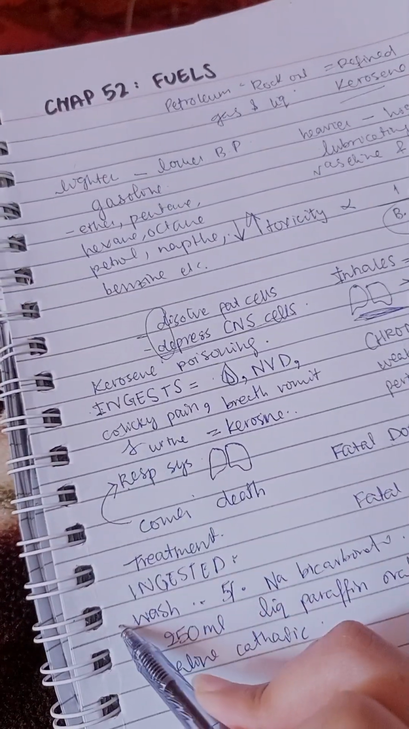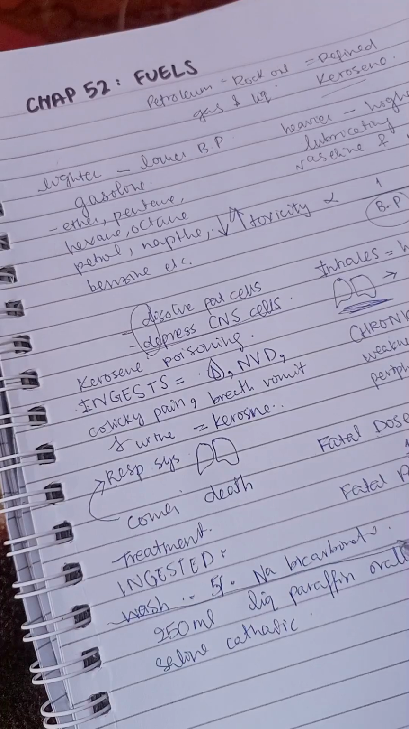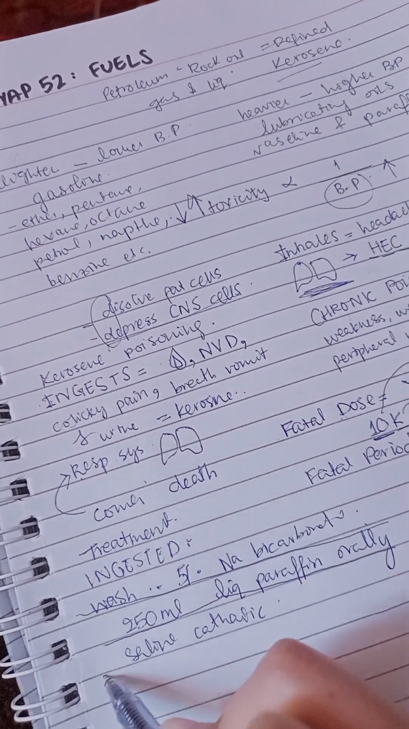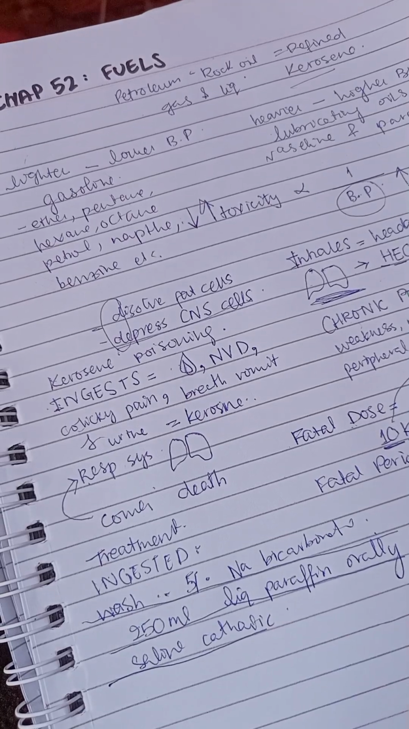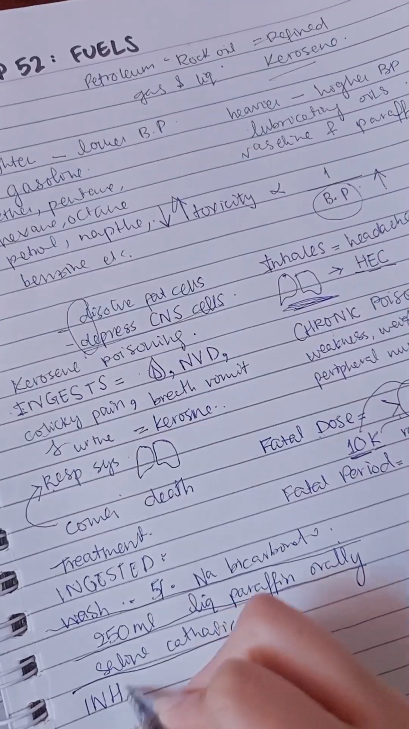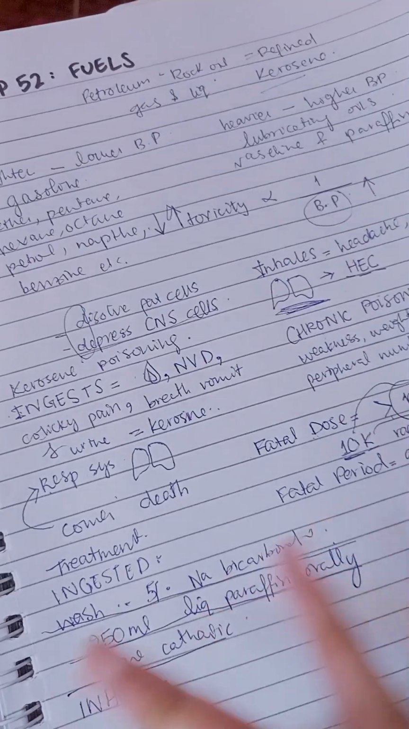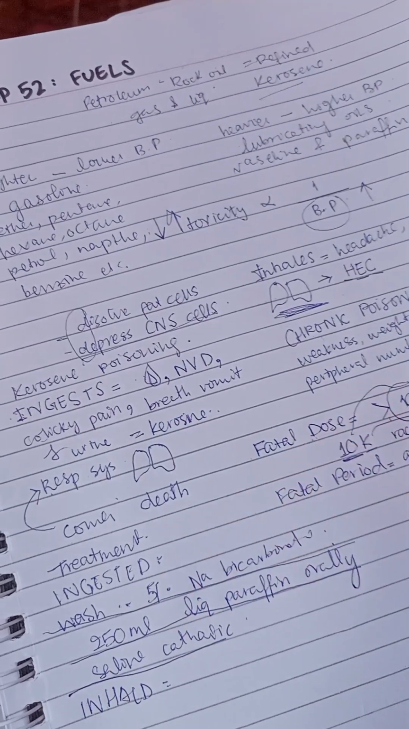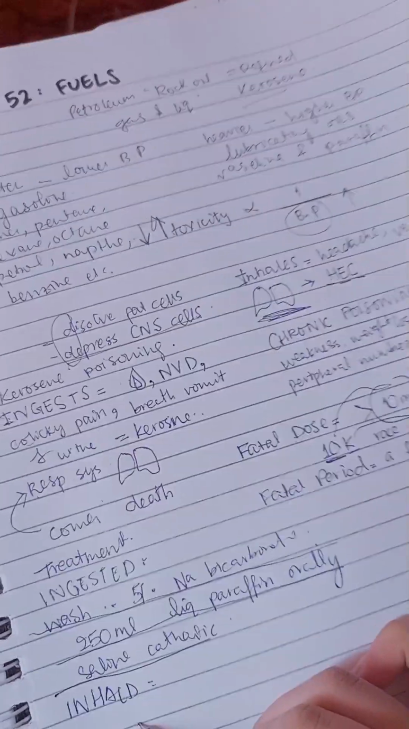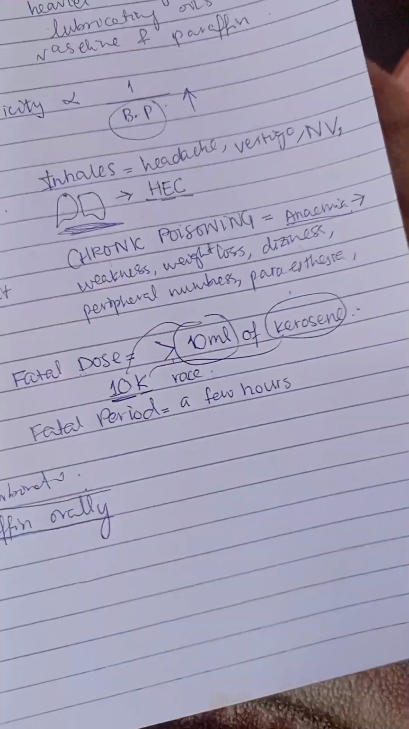These are the three things you have to remember: a stomach wash with 5% sodium bicarbonate, 250 milliliters of liquid paraffin orally, and a saline cathartic. If the poison has been inhaled, the patient must be removed from the environment to the open air, and artificial respiration is persisted in. The rest of the treatment is symptomatic.